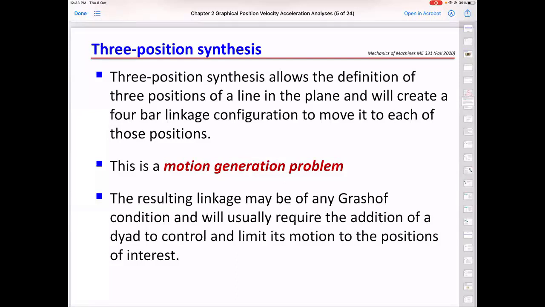So if we consider one intermediate position of our mechanism with the initial and the final, that would be three position synthesis. Definitely, once you increase the number of positions, you will get a more accurate solution and a more accurate picture of how the mechanism will work, but the computational time will increase. So here we are going to discuss three position synthesis of our mechanisms.